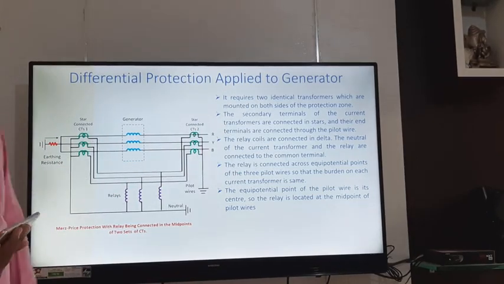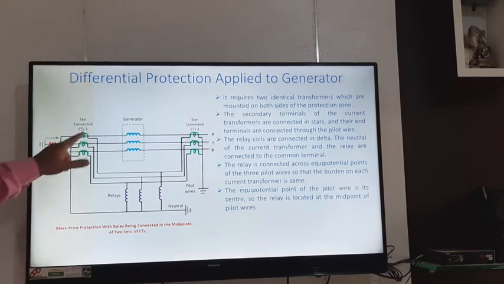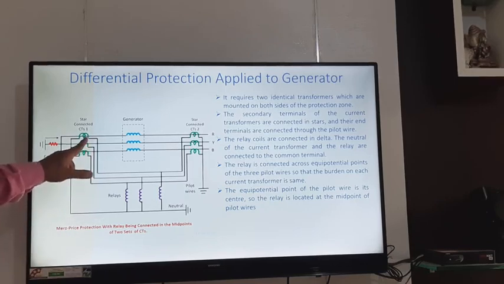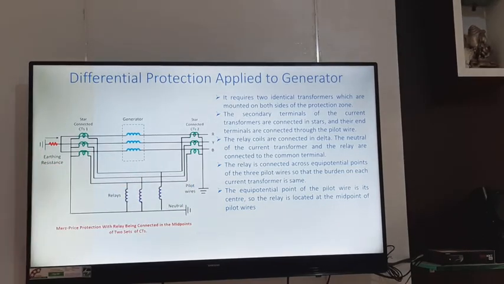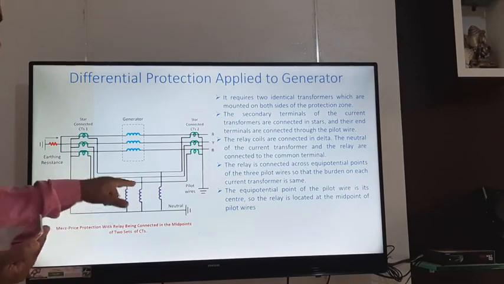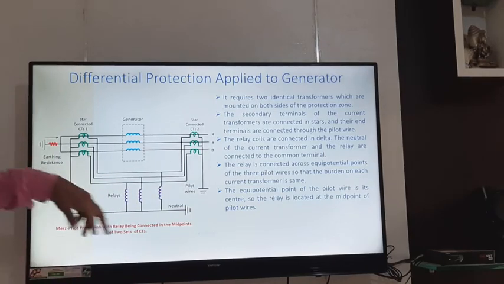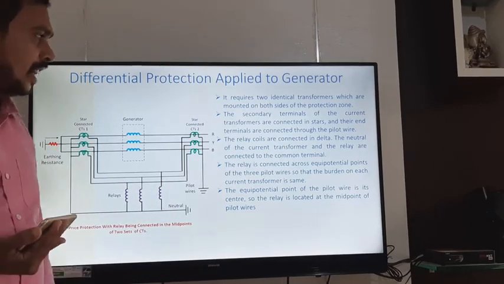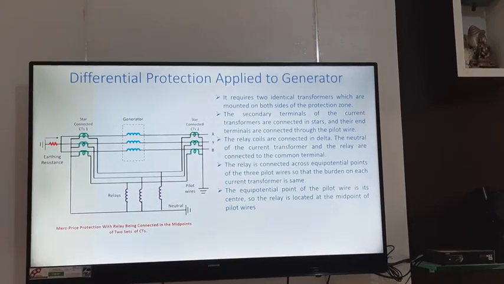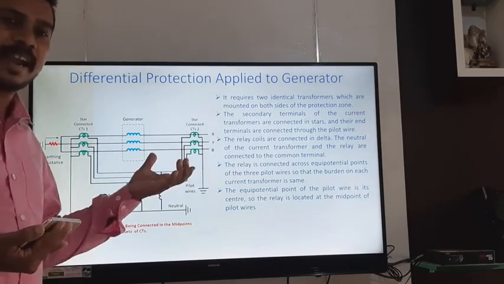The secondary terminals of the current transformers are connected in star, and their end terminals are connected through the pilot wire. This is the pilot wire through which both CTs are connected. The relay coils are connected in delta. The relay is connected across the equipotential point, which is the center of the pilot wire.